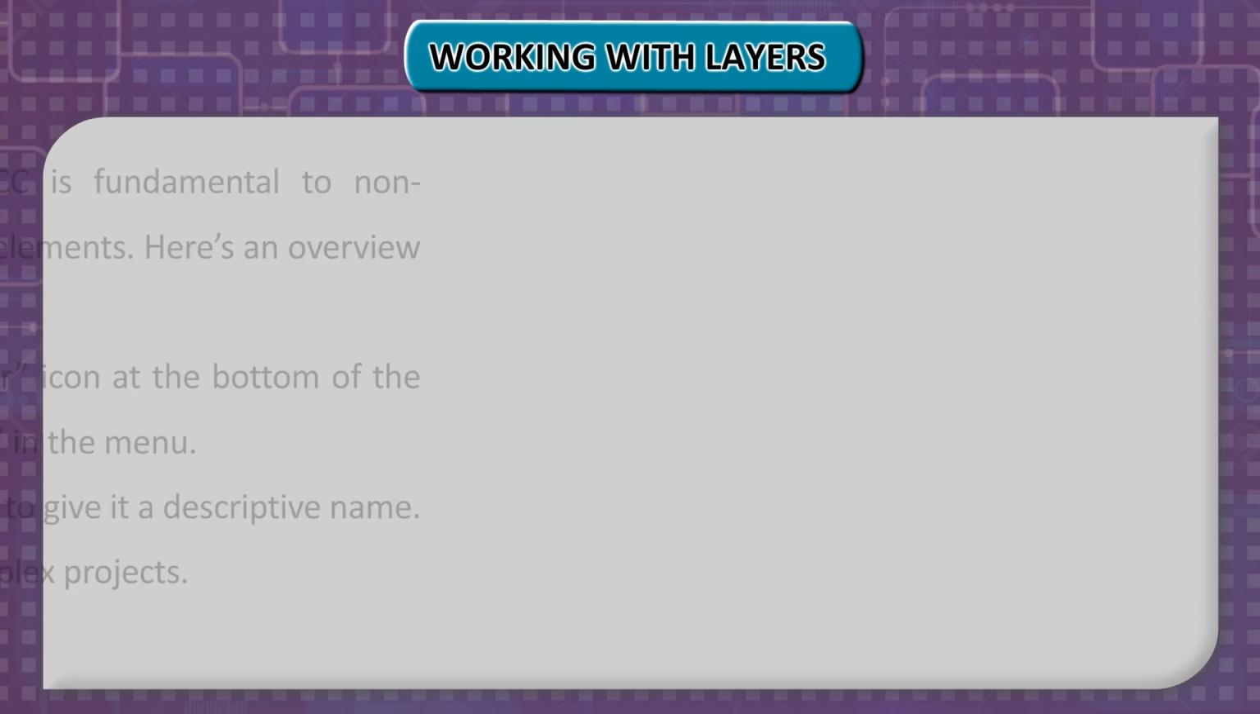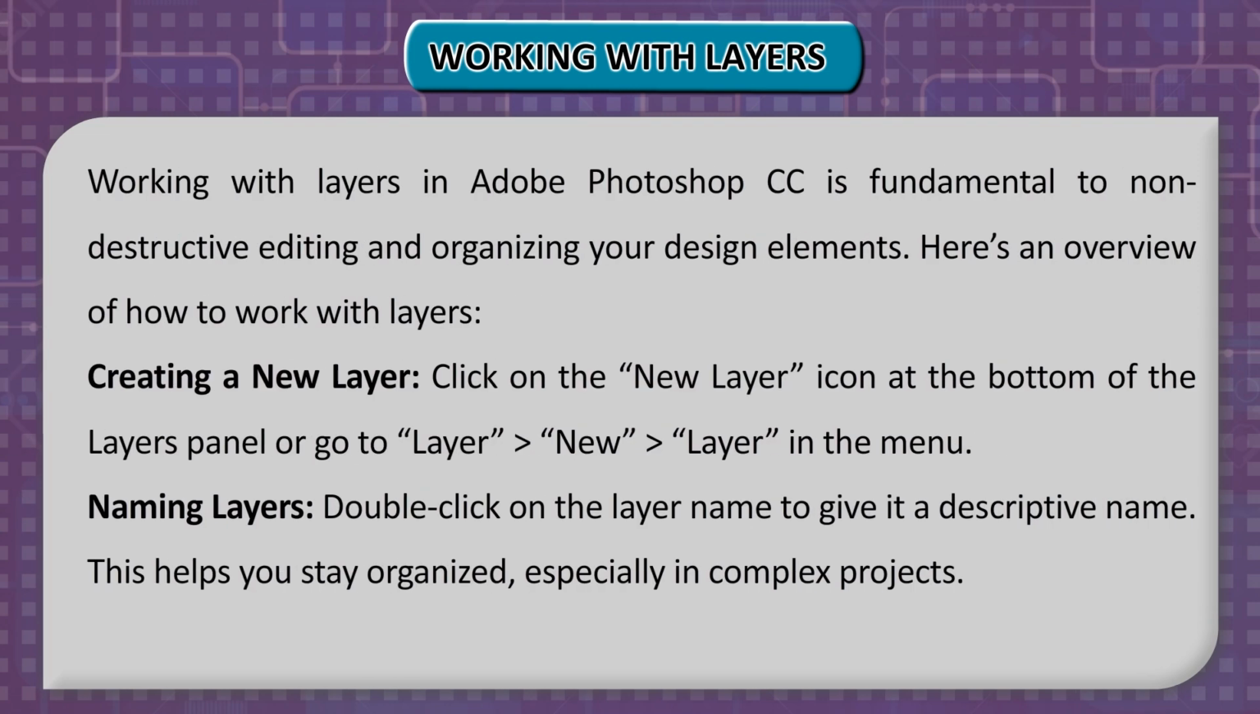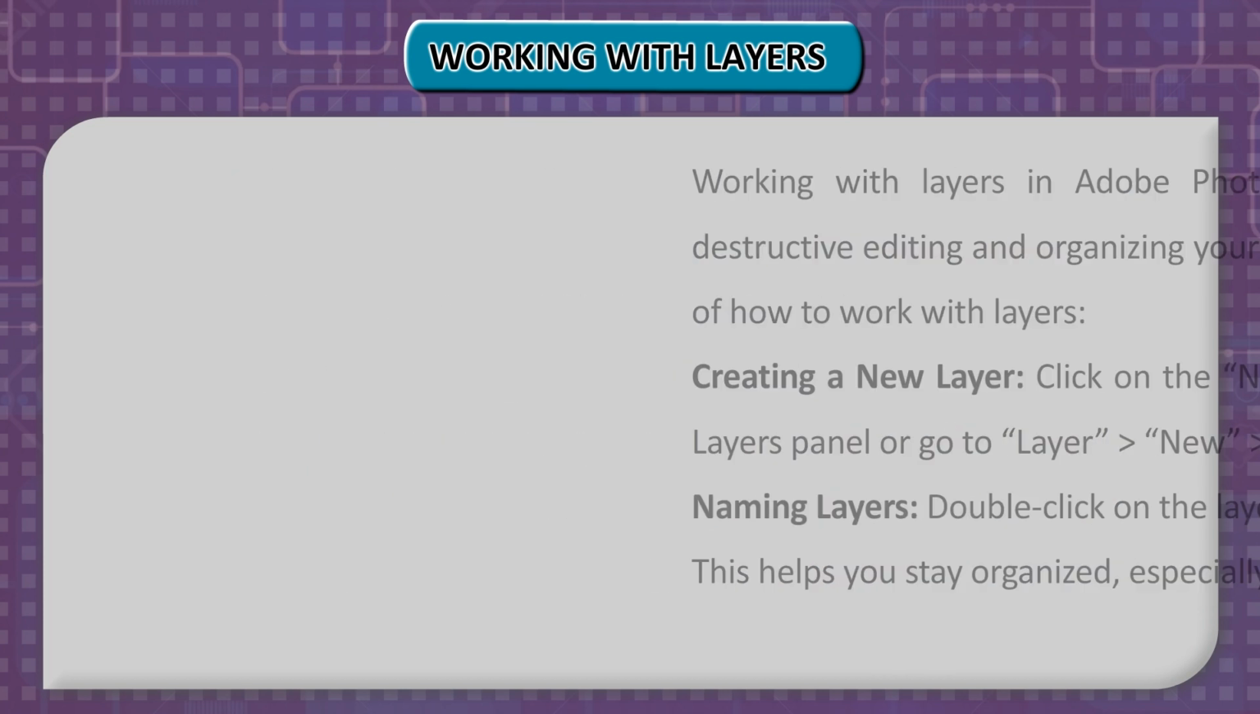Working with layers. Working with layers in Adobe Photoshop CC is fundamental to non-destructive editing and organizing your design elements. Here's an overview of how to work with layers. Creating a new layer. Click on the new layer icon at the bottom of the Layers panel or go to Layer > New > Layer in the menu. Naming layers. Double-click on the layer name to give it a descriptive name. This helps you stay organized, especially in complex projects.